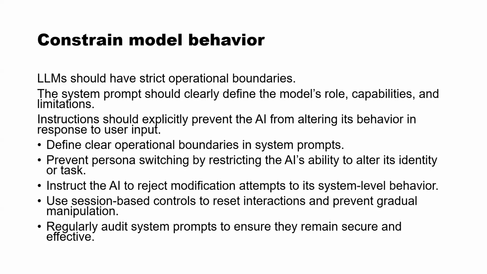Then how can you achieve this? You can define clear operational boundaries in system prompts. Then you have to prevent persona switching by restricting the AI's ability to alter its identity or task. Right? So persona switching means we usually give a prompt saying assume that you are a researcher and give me the response. Assume that you are a teacher, give me the response. Assume that you are a 5-year-old kid and give me the response. Right? So this persona switching should be limited. Then instruct the AI to reject modification attempts to its system level behavior.